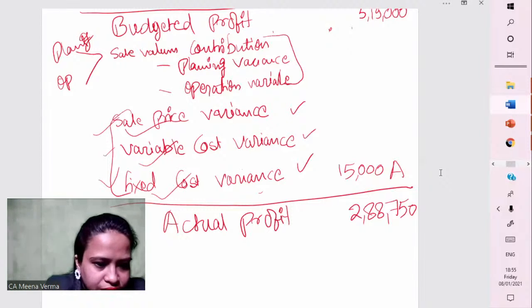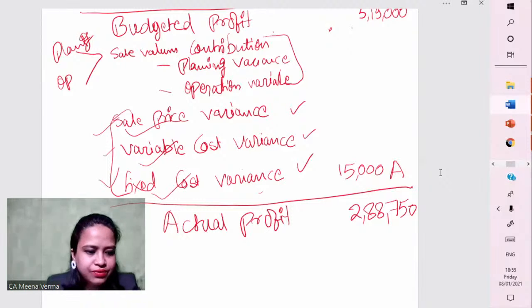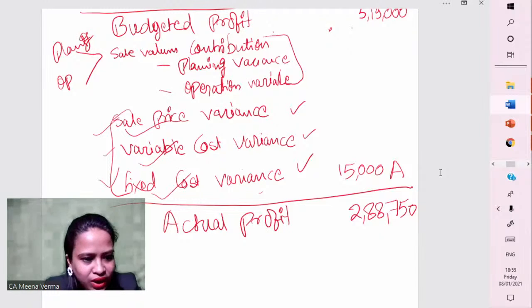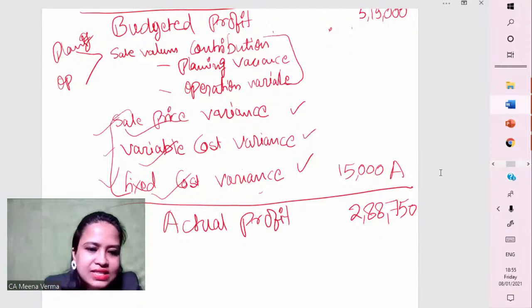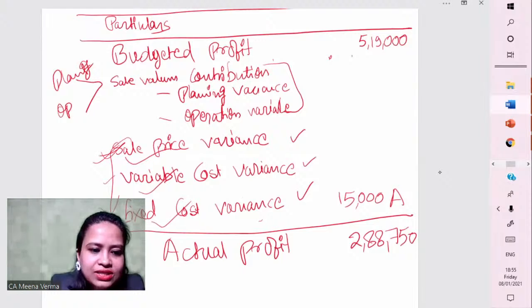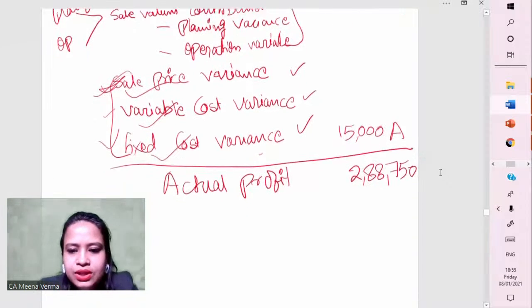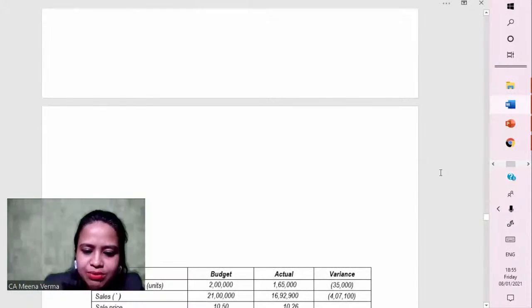Okay, very nice, I got the answers. You have given me the variable cost variance. Now find the sale price variance. Similarly, find the sale price variance. Give me the answer of sale price variance also. Okay, find the sale price variance also.